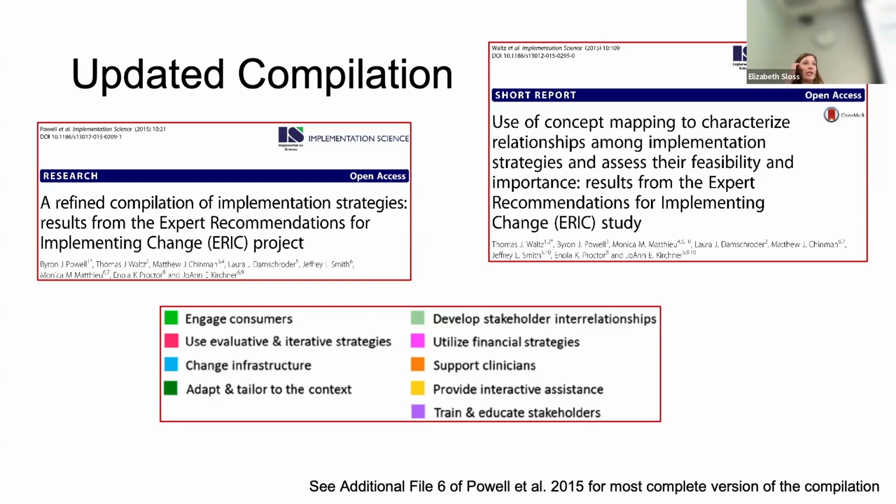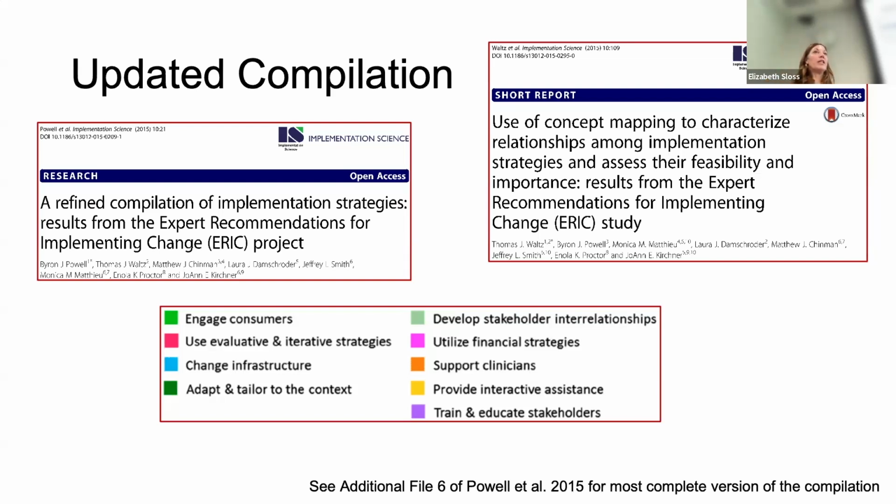So the ERIC taxonomy is really kind of a way to think about these or identifying strategies. So if you're kind of new to thinking about strategies, ERIC is a great place to start in terms of most of what we would think about as strategies are here. And so the big buckets are engage consumers, use evaluative and iterative strategies, changing infrastructure, adapt and tailor to context, developing stakeholder or partner relationships, financial strategies, supporting clinicians, providing interactive assistance, and then train and educate stakeholders. So these would be the big categories.